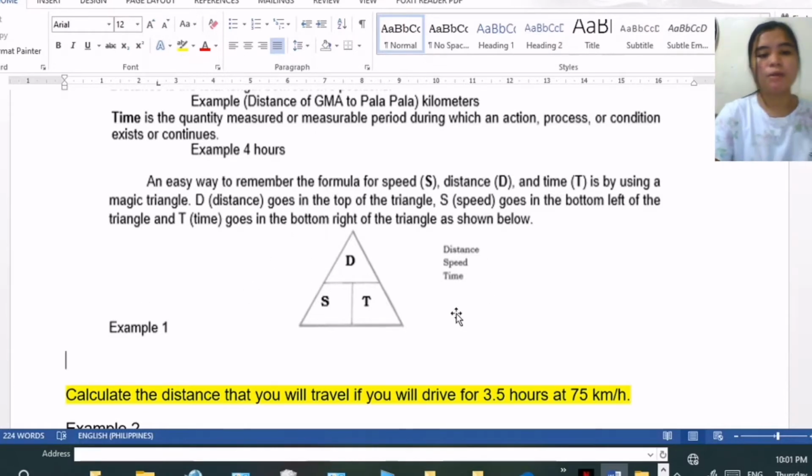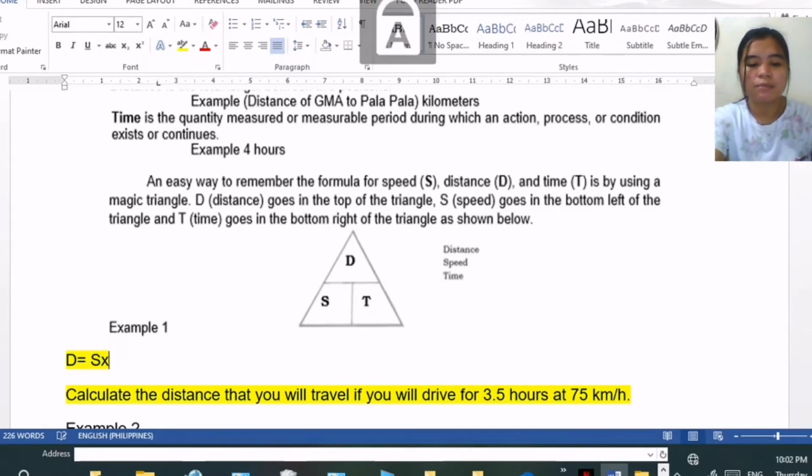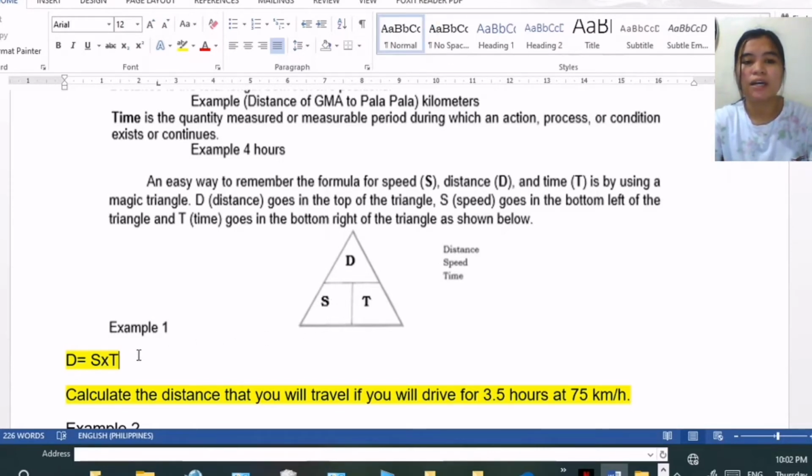Okay, always remember this na kapag hinahanap ang distance, ayan, kapag hinahanap po ang distance, di ba po nasa tuktok or nasa taas, I mean yung D. Ibig sabihin yan, you are going to multiply speed times time. Ganyan lang po. Kasi magkatabi yung S tsaka T sa baba. Kaya you are going to multiply S times T or speed times time.